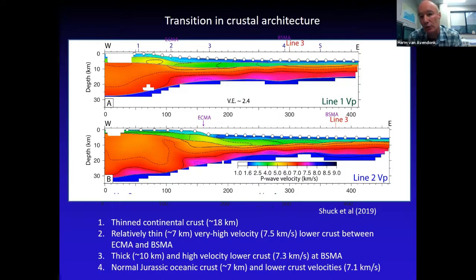And these higher velocities are somewhat consistent with the thickness here of the crust. So what we're really seeing seaward of the Blake Spur magnetic anomaly is what we think is normal oceanic crust with relatively high temperatures. But it's not immediately obvious how we can get such thin crust with high velocities in between these two magnetic anomalies.